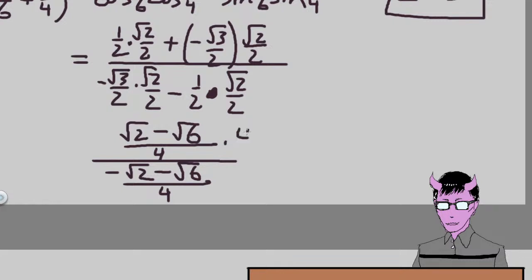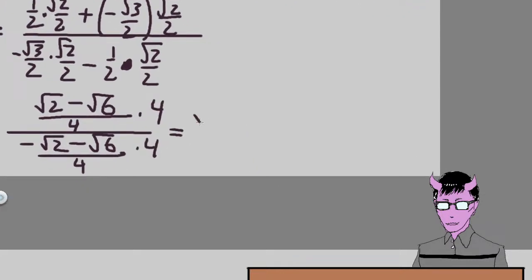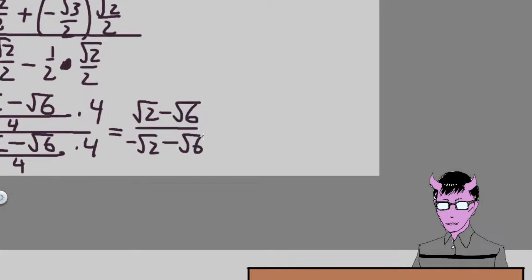Alright, well, the 4s will clear from the top and bottom with that simple trick. And we're going to get root 2 minus root 6 over, very awkward, negative root 2 minus root 6. So we could factor a negative from the bottom and then slam dunk the negative and apply the negative to the top. So here's the trick.